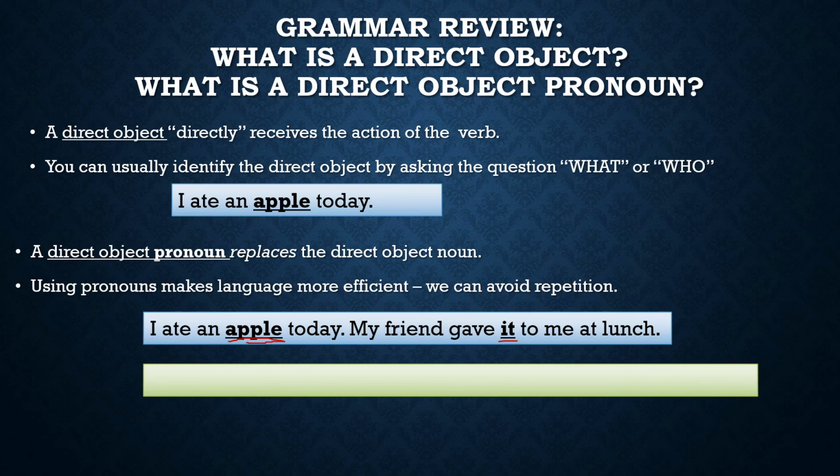So instead of saying, I ate an apple today, my friend gave me the apple at lunch, the apple was delicious, apple, apple, apple, I can use the direct object pronoun, and it just makes things more efficient. Let's see another example.